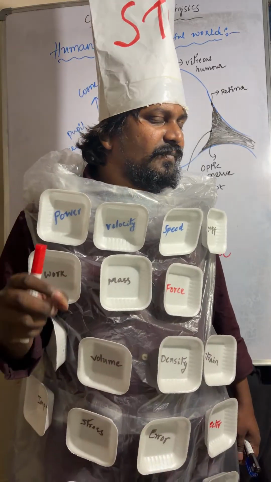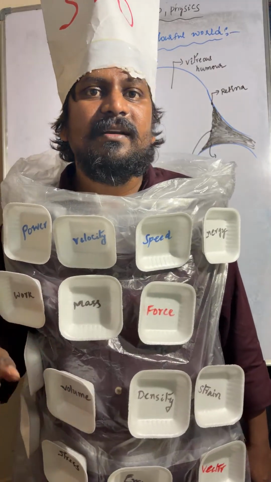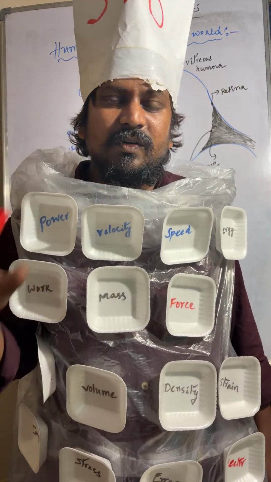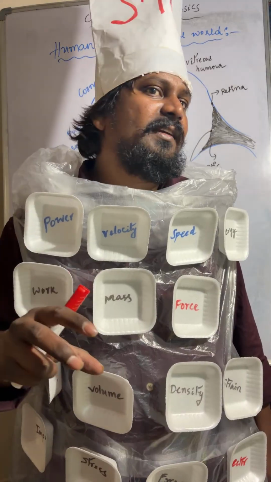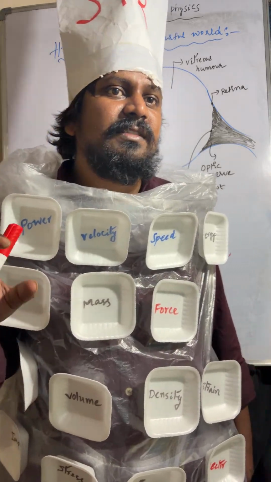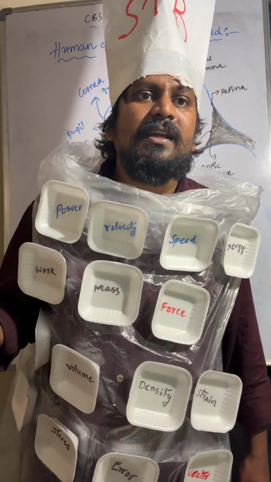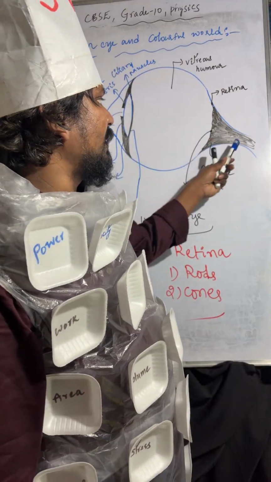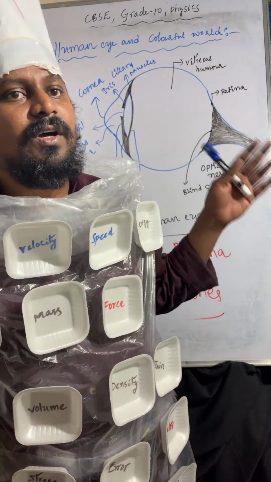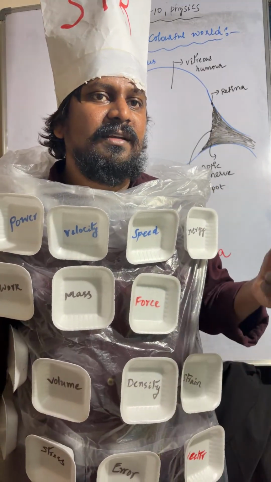And coming to the image, what type of image will form at the retina? A real and inverted image will form at the retina. That 2D image will be converted in the form of electrical signals. Those signals will reach the brain through the optic nerve. Here you can observe, this entire portion is the optic nerve. It carries electrical signals to the brain. Understood?